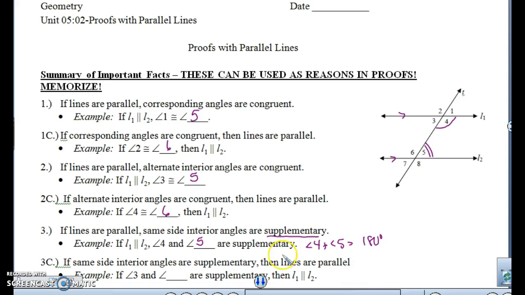And conversely, if the same side interior angles are supplementary, that forces the lines to be parallel. So if I had angle 3, what would be the same side interior angle with it? It would be angle 6. So if angle 3 and angle 6 add up to 180, that means that these two lines must be parallel because they're same side interior angles. You need to know these angles and their converse.